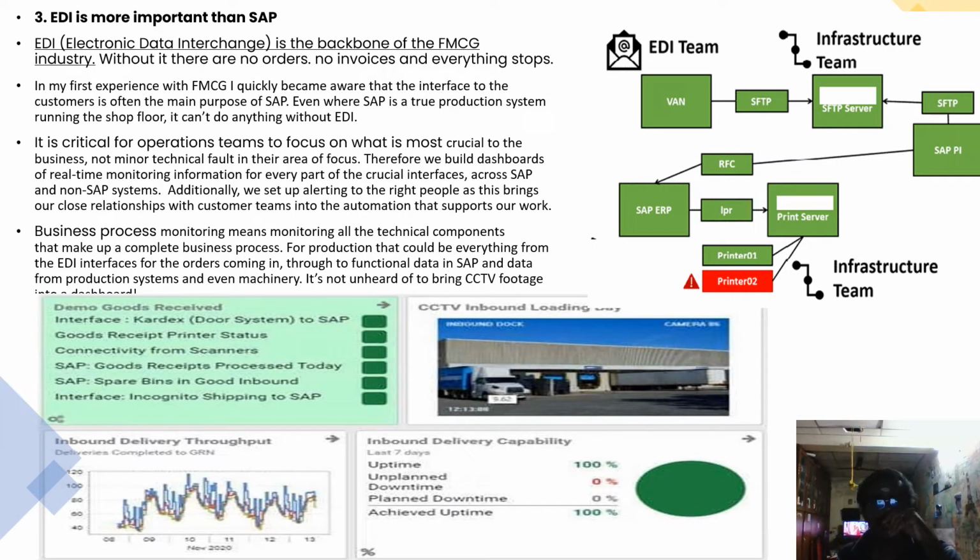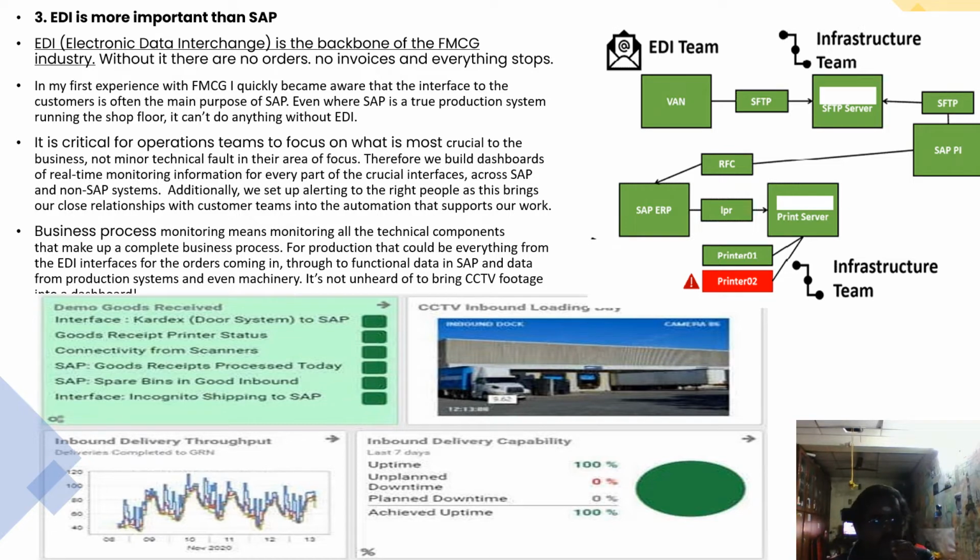The third one is more important compared to an SAP. EDI is more important for FMCG, and experts normally know that, so that they need an immediate update on all these happenings, right? Electronic data interchange is the backbone of the FMCG industry. Without it, there are no orders, no invoices, and no delivery, and everything will be totally stagnated or stopped.